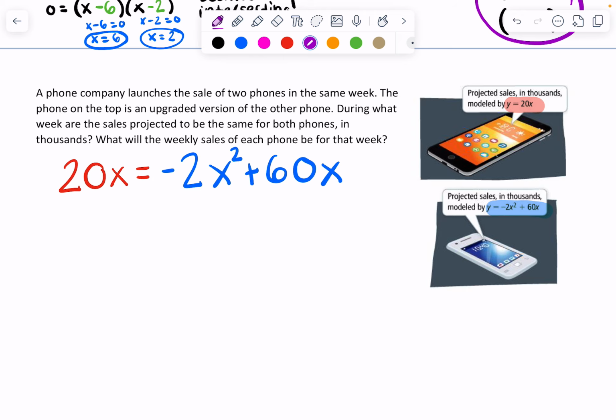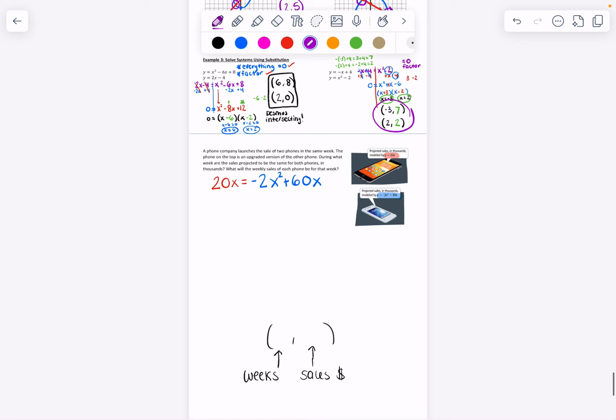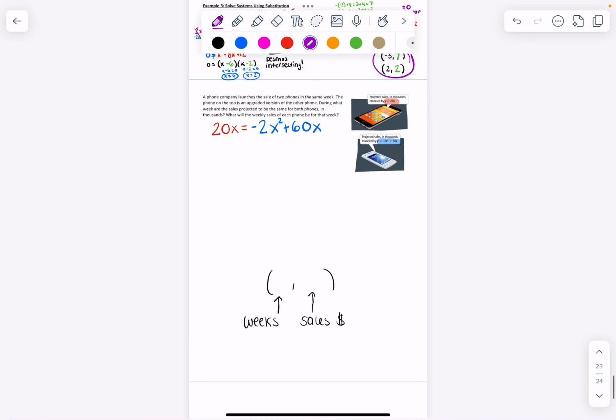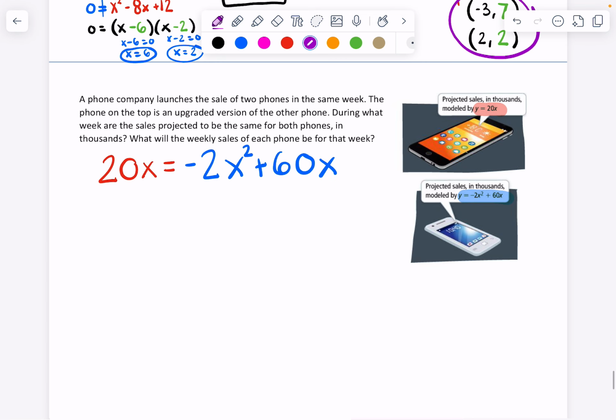So based on the equations that they give us, it looks like X is going to be our amount of weeks, and Y is how much we make in sales. Really, we want to find when they are going to be the same. Right, here's that word same. And what that means is we have to set them equal to each other, just like we've been doing in this whole lesson. So we set our two equations equal to each other, and now our goal is to solve.